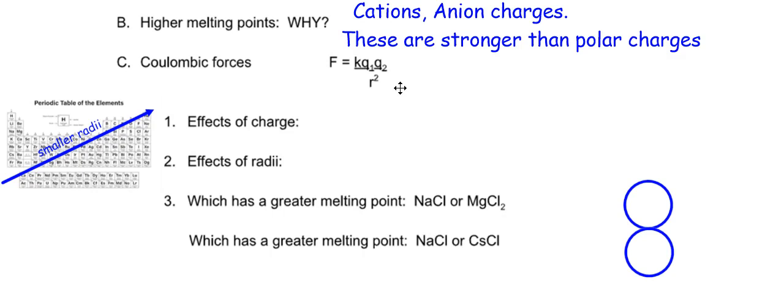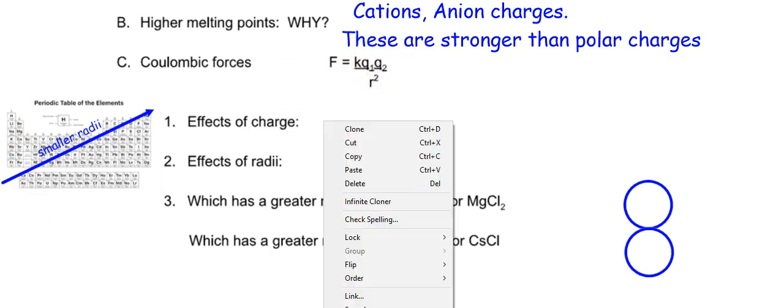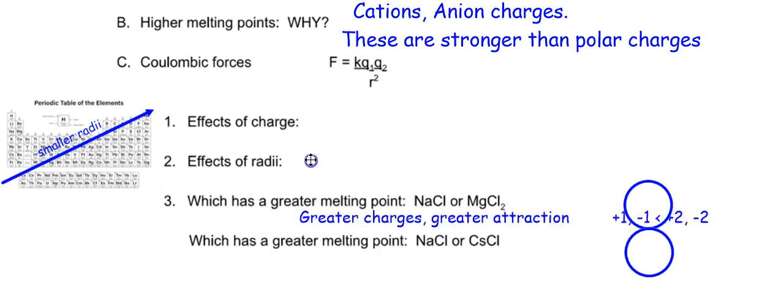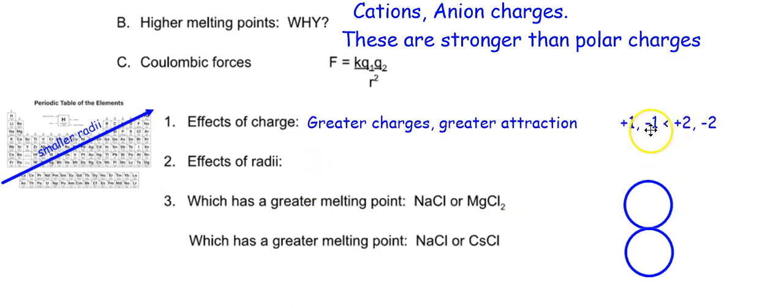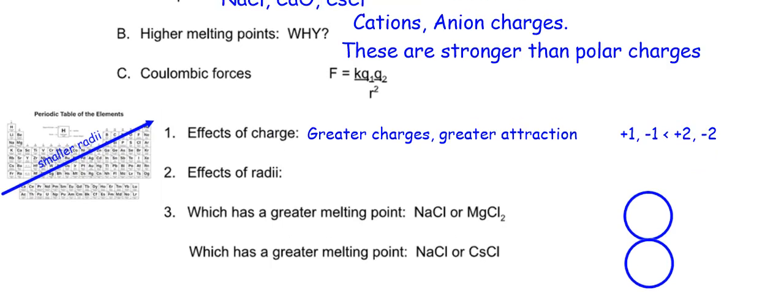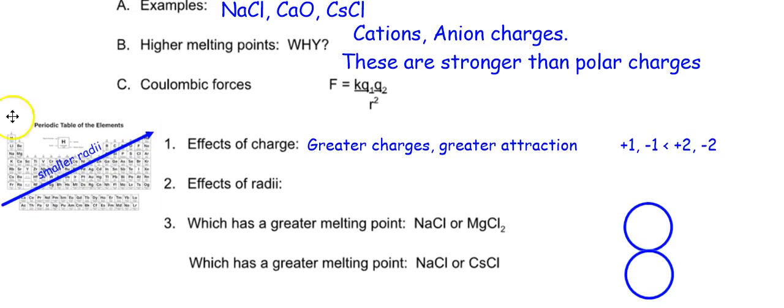So what is the effect of charge? What happens if the charges increase? Well, guess what? The greater the charges, the greater the attraction. Here we go. So what does that mean? If you have a +1 and a -1 charge, it's going to have less attraction than a +2, -2. So if I scroll up here just a little bit, if I have sodium chloride and calcium oxide, sodium is a +1, chlorine is a -1. Calcium is a +2, oxide is a -2. What does it tell me? That calcium oxide has greater attraction for each other than sodium chloride does.